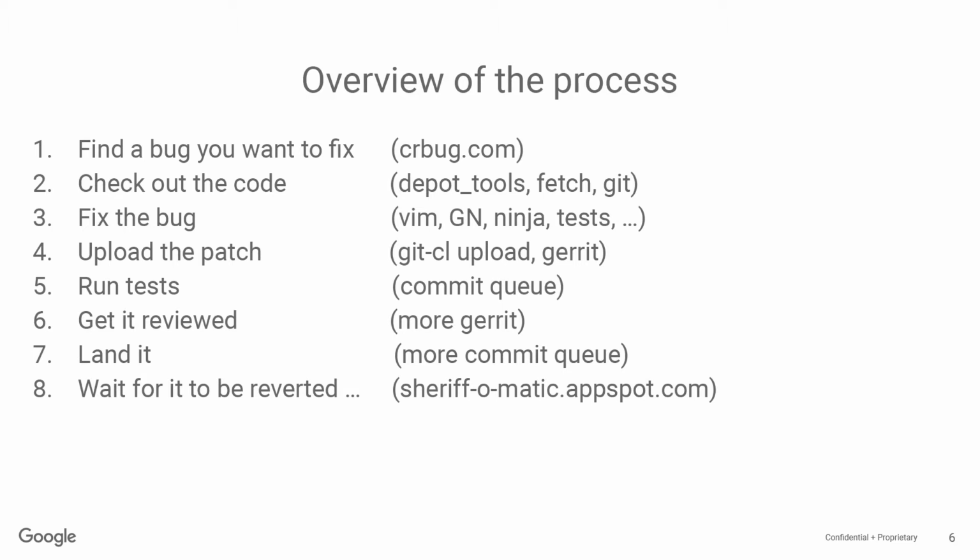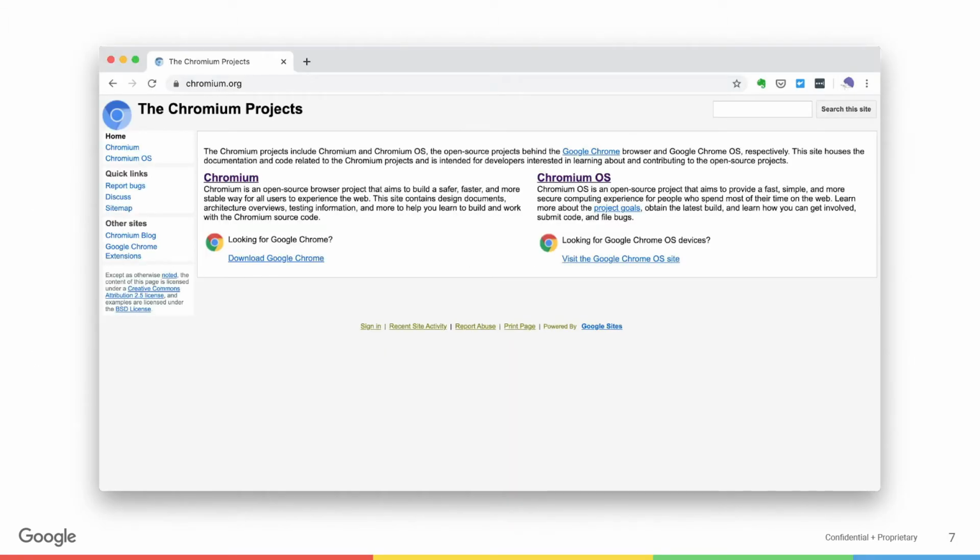Okay, so let's go into that in a little bit more detail. So you're a brand new person and you want to do something to Chrome, and you type in Chromium or Chrome on the website, or maybe getting started with Chrome or contributing to Chrome, and you end up at chromium.org, which is this page. So chromium.org is the home of really two things. It's home of the browser and the Chrome OS.